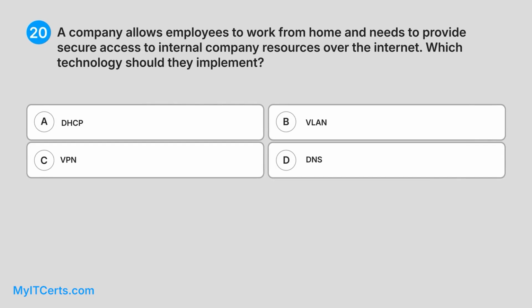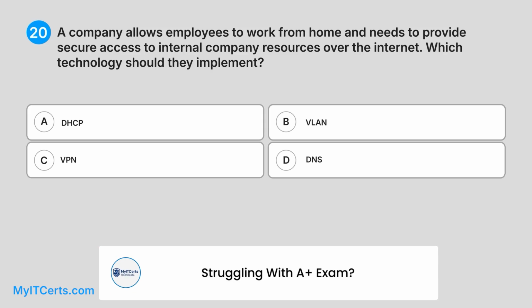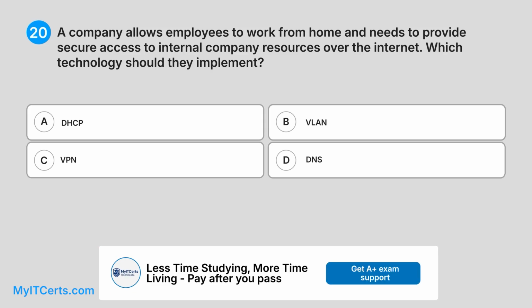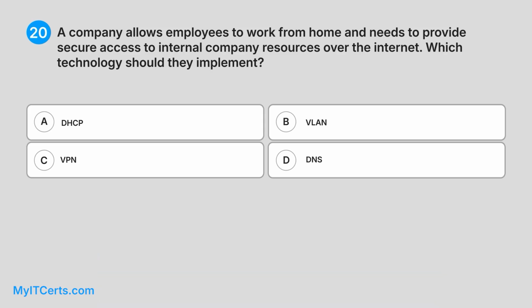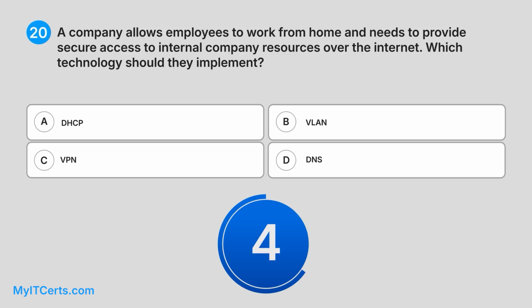20. A company allows employees to work from home and needs to provide secure access to internal company resources over the Internet. Which technology should they implement? A. DHCP. B. VLAN. C. VPN. D. DNS. Can you guess the answer?